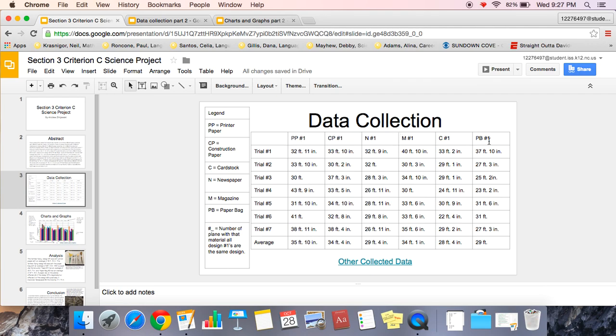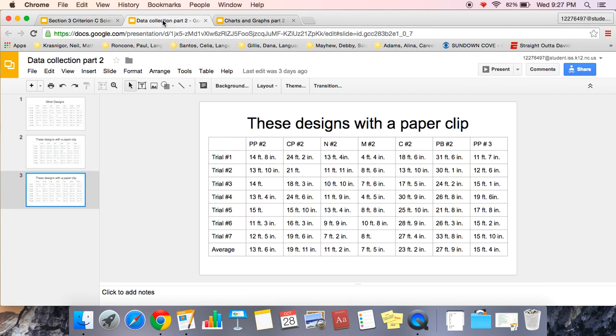For this part, design number 1 was exactly the same for all paper airplanes, it's just that obviously they were affected differently, although these 3 were very consistent and these 3 were very consistent. So actually it's kind of similar, but either way, these design ones were all the same, but due to different materials, obviously the scores weren't the same.